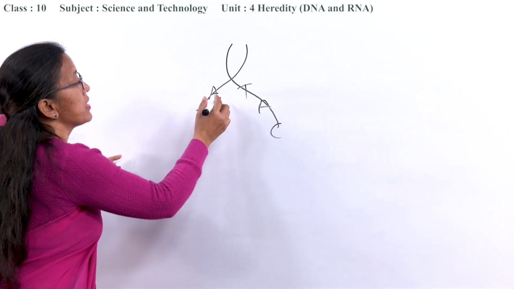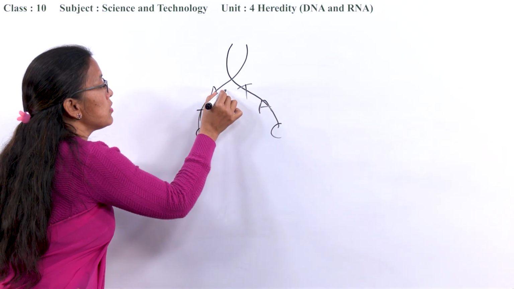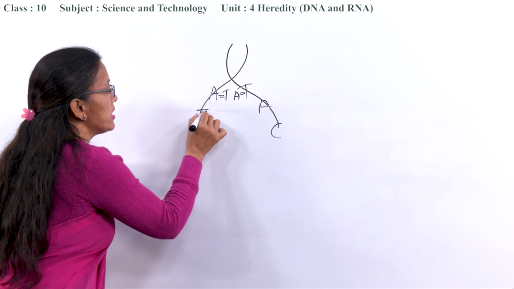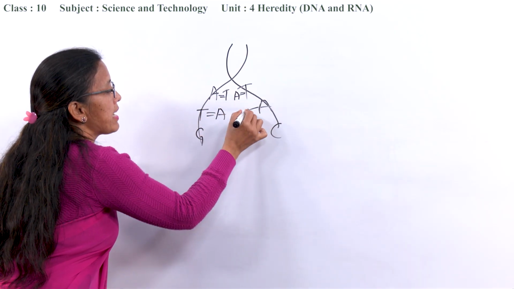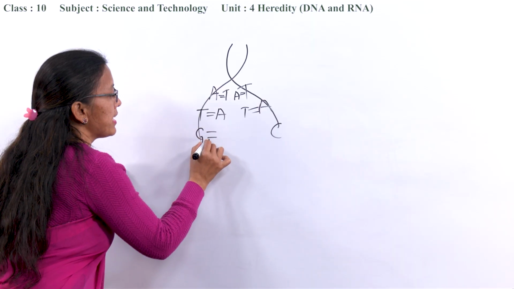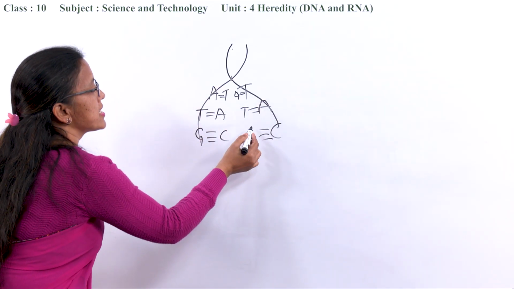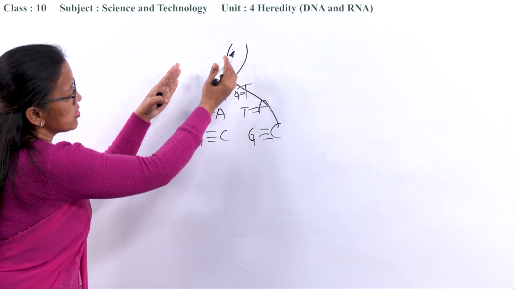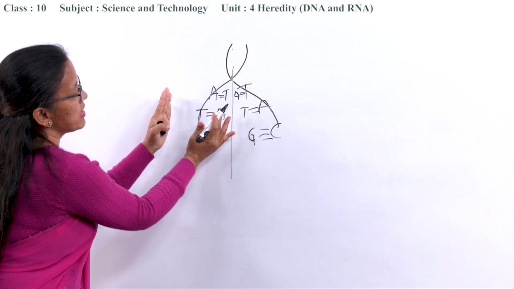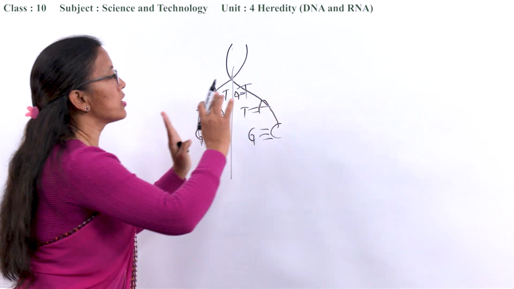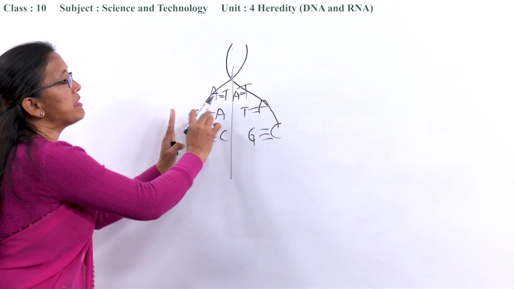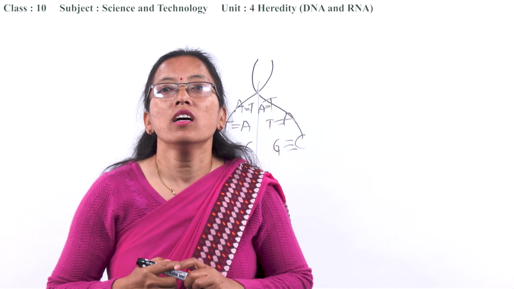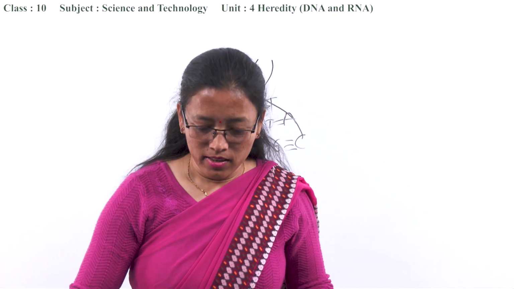Now after unwinding, what happens? It will take another T, and this T will take another A, like this, and here T will take A, and A will take T, G will take C. Now C will pair with another G, and see, it is forming the complementary copy. This is one DNA, this is another DNA. In this way, it will maintain the DNA stability in the new cell also.